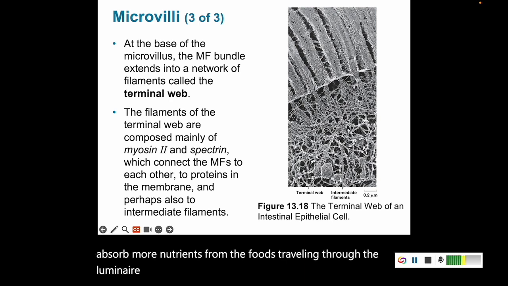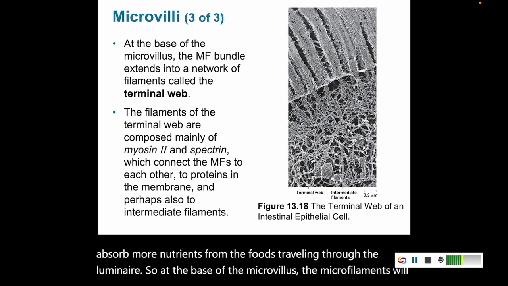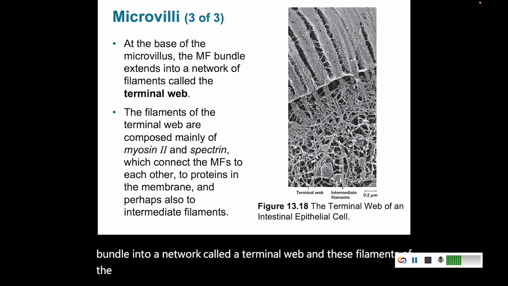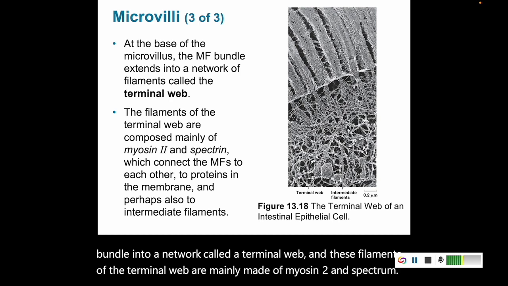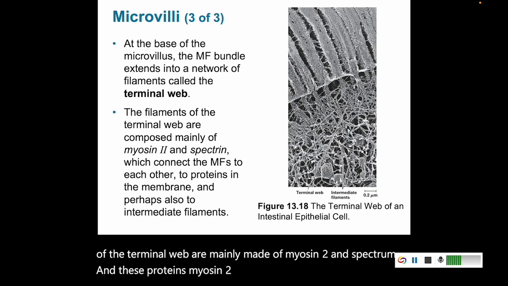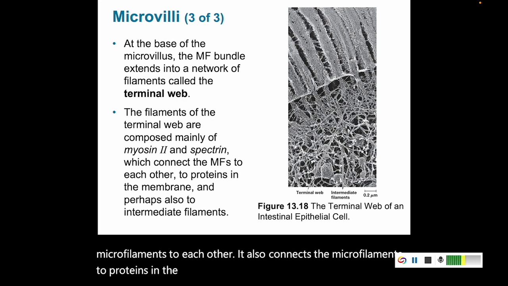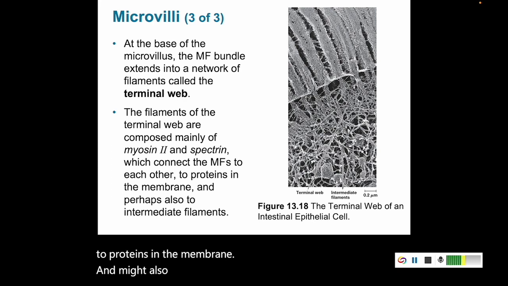So at the base of the microvillus, the microfilaments will bundle into a network called a terminal web. And these filaments of the terminal web are mainly made of myosin 2 and spectrin. These proteins, myosin 2 and spectrin, will connect the microfilaments to each other. It also connects the microfilaments to proteins in the membrane and might also help connect those microfilaments to intermediate filaments.